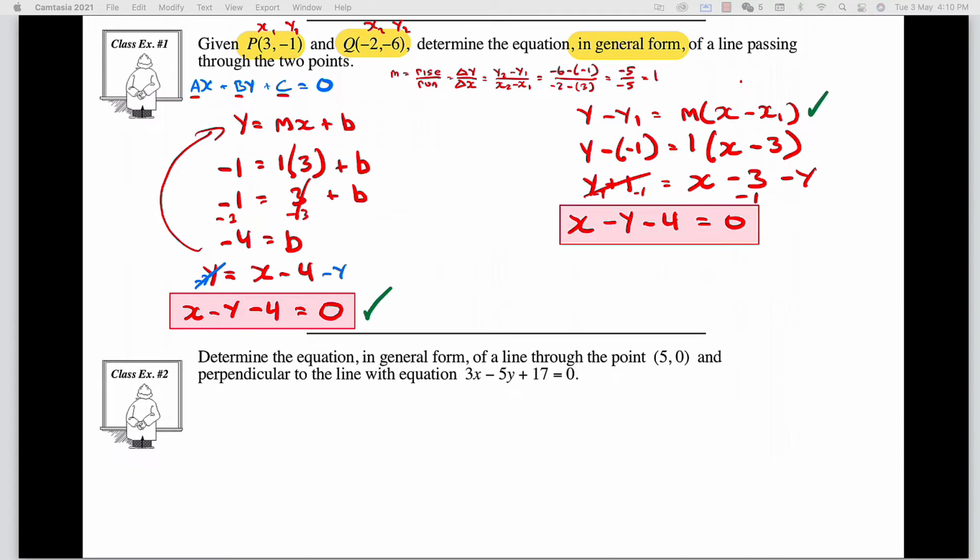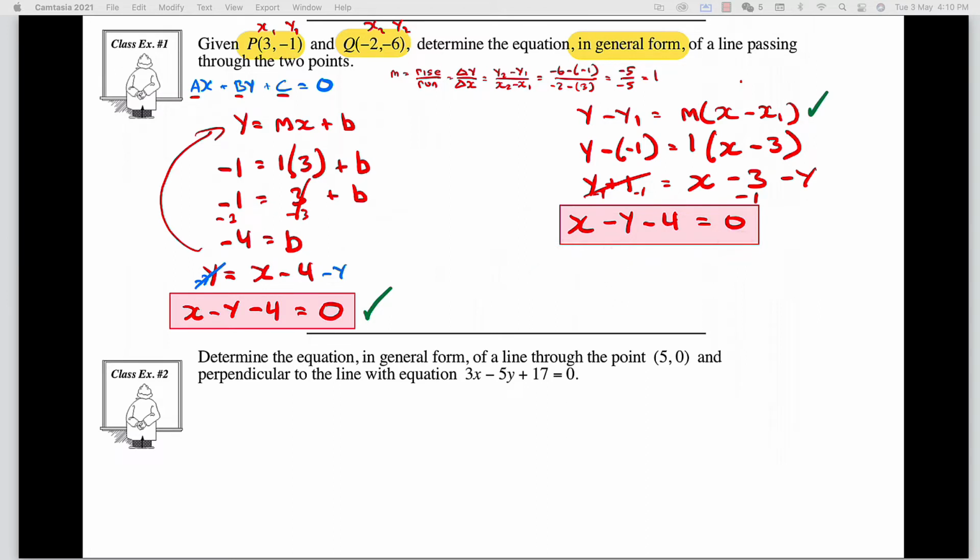So how do we know that we are correct? Well, again, I can just take either point P or point Q or any other point on the line where I know the x and y coordinates, and I can just substitute them into these two spots right here, and it should equal 0 when I do the math.